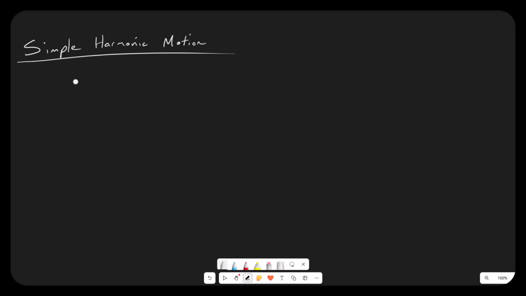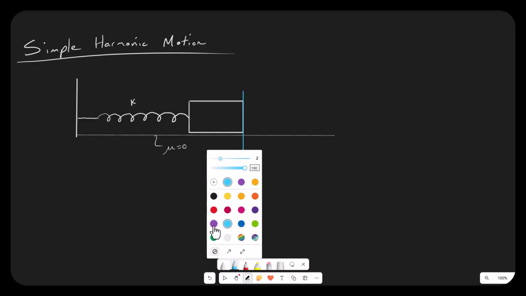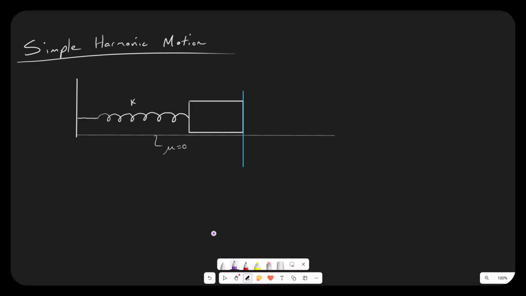So if we've got something like that, one big example of this that we see is a mass on a spring. And when we do this, we like to have a floor here that has no friction. This has a spring constant and maybe an equilibrium length here. I'm going to mark it at the right side of this box because it's a little bit easier to mark differences from an edge than it is from the middle.